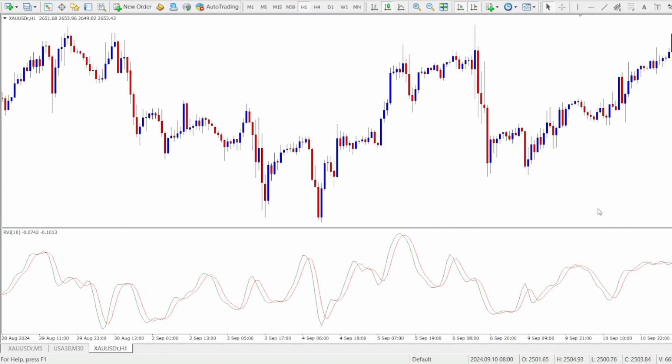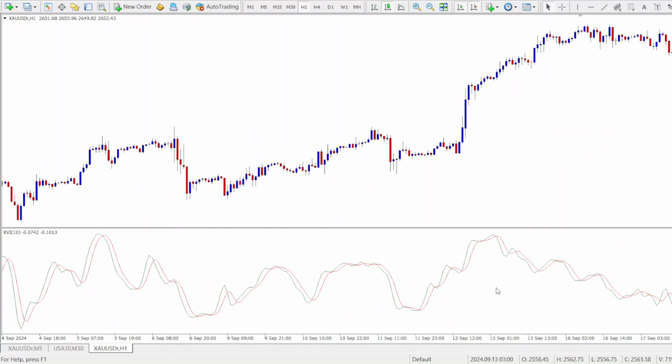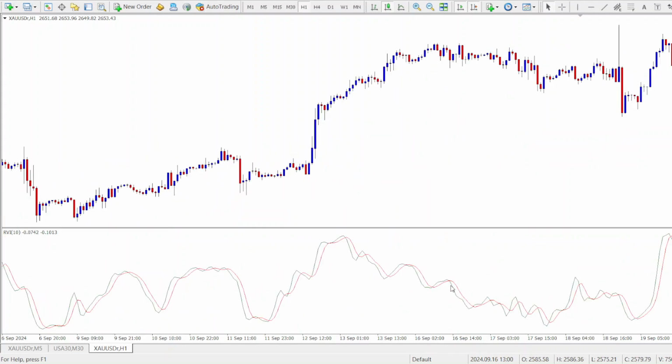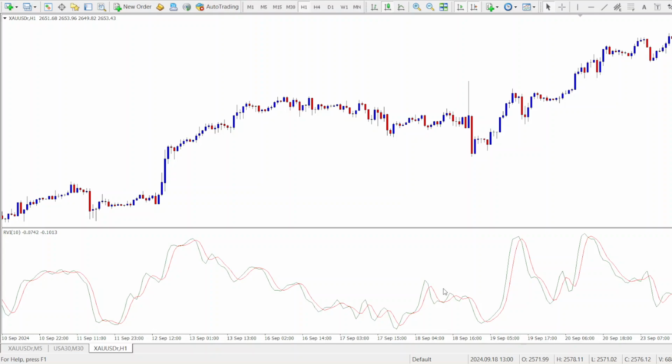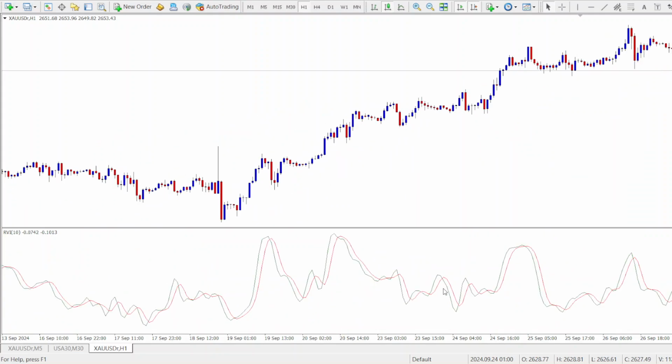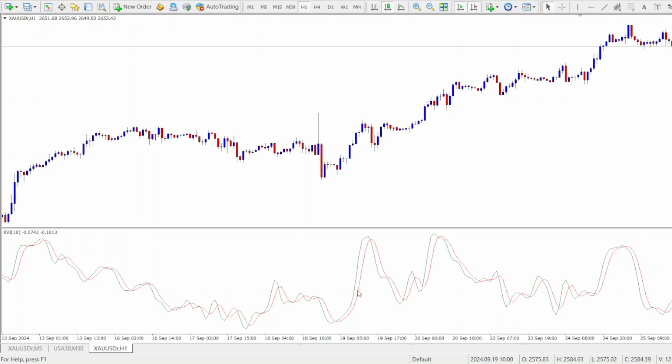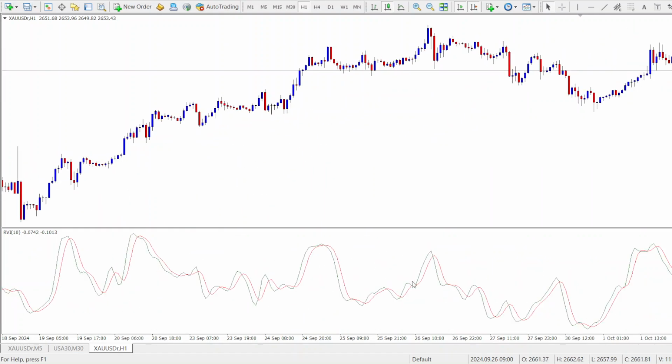Index. So the Relative Vigor Index, it is a momentum oscillator. Here is the RVI in the indicator window here. It is a momentum oscillator that helps traders measure the strength of a trend. The RVI usually helps traders identify how strong a trend is.